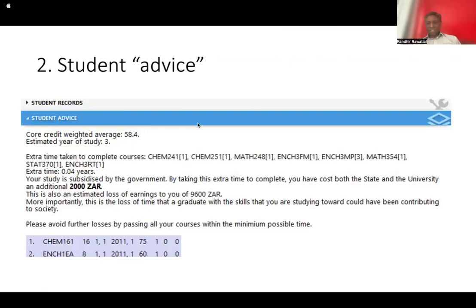There was just a suggestion that I make the comment about the loss of earnings in bold as well. And with that, people were ready to go.